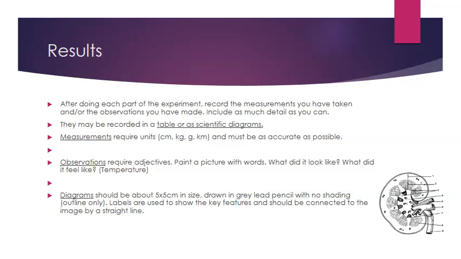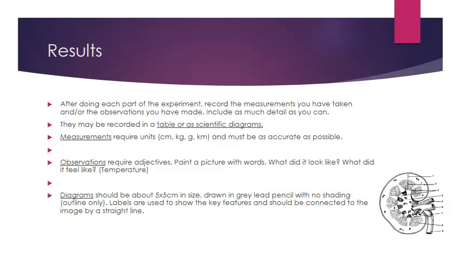Diagrams are another very interesting way of collecting results, particularly when we're using microscopes or doing dissections. I'm going to run through again how you do scientific diagrams, but just remember they should be about 5 by 5 centimetres in size at the smallest. Sometimes they'll take up a whole A4 page. They should always be drawn in grey lead pencil, and they don't have shading. They are an outline only.